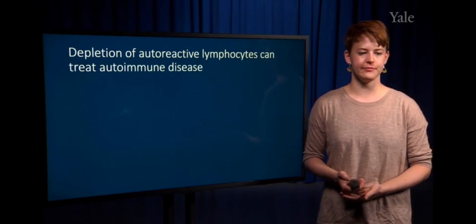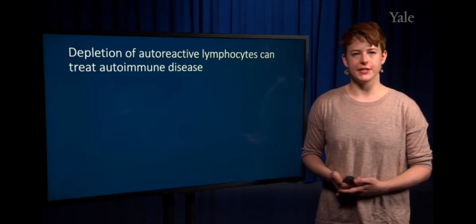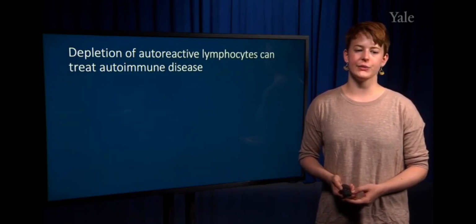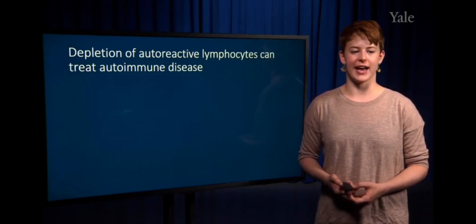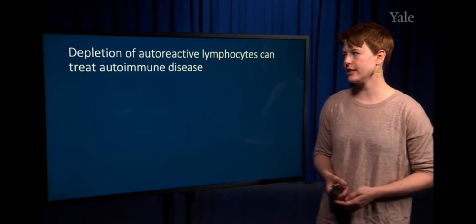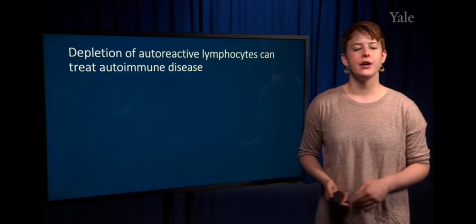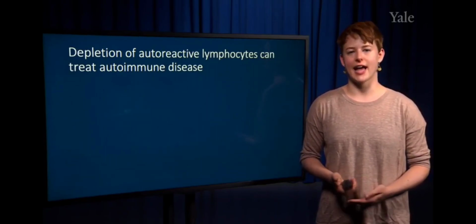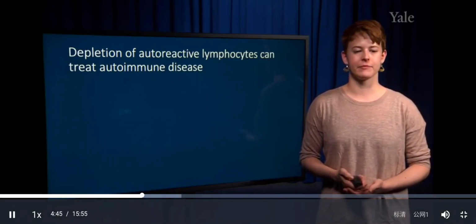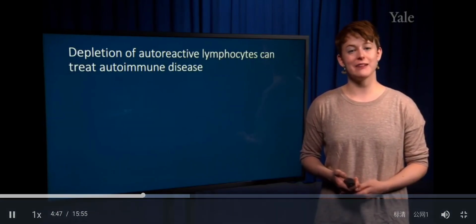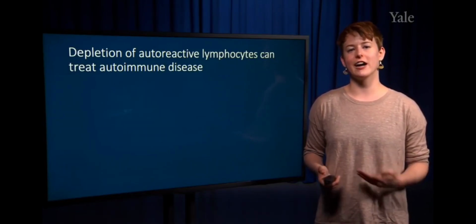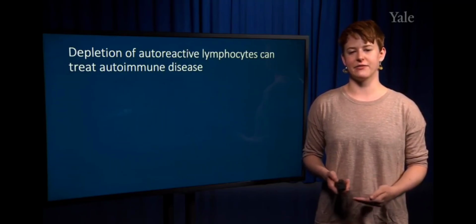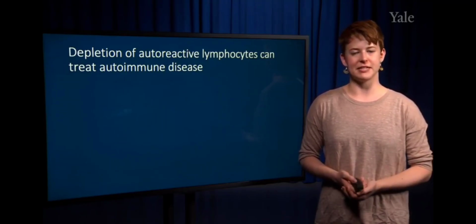So we can also use monoclonal antibodies to help deplete autoreactive lymphocytes. In the autoimmunity lecture, we talked about some of the different mechanisms of how autoimmunity can happen. So you can use monoclonal antibody therapy to target those mechanisms and therefore improve the symptoms of an autoimmune disease.